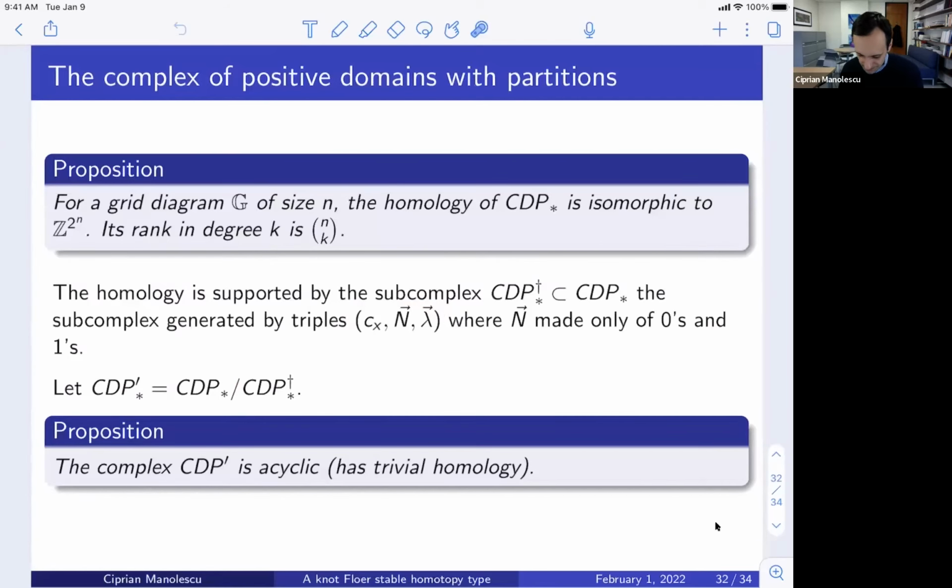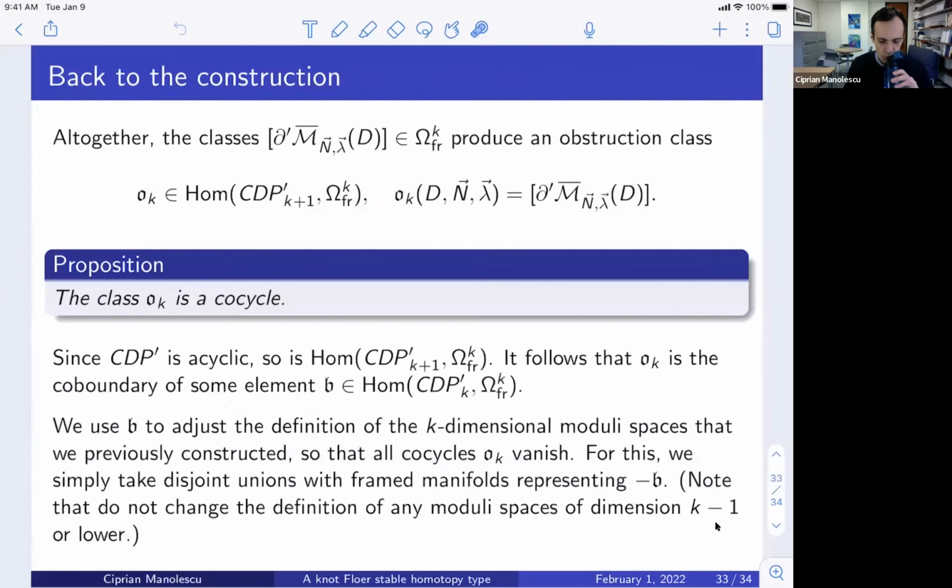Okay, so now comes the inductive step. Okay, so let's recall, we're trying to do an inductive construction of the moduli space, and we know the boundary. And the boundary was an element in framed cobordism. So it might not bound a framed manifold, but whatever it is, we can keep track of the data d and lambda, and we can think of this obstruction as something in Hom from CDP prime to omega k framed. So for every domain with n and lambda, we associate this class, the moduli space that we have. And if this obstruction were zero, then we would be able to construct the next spaces. We would be able to get the inductive step.